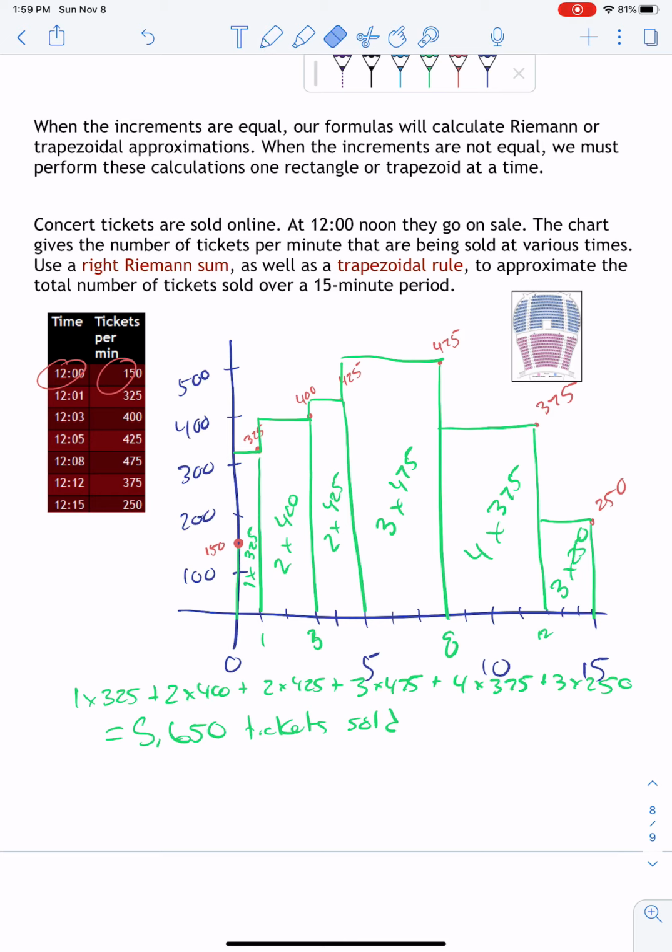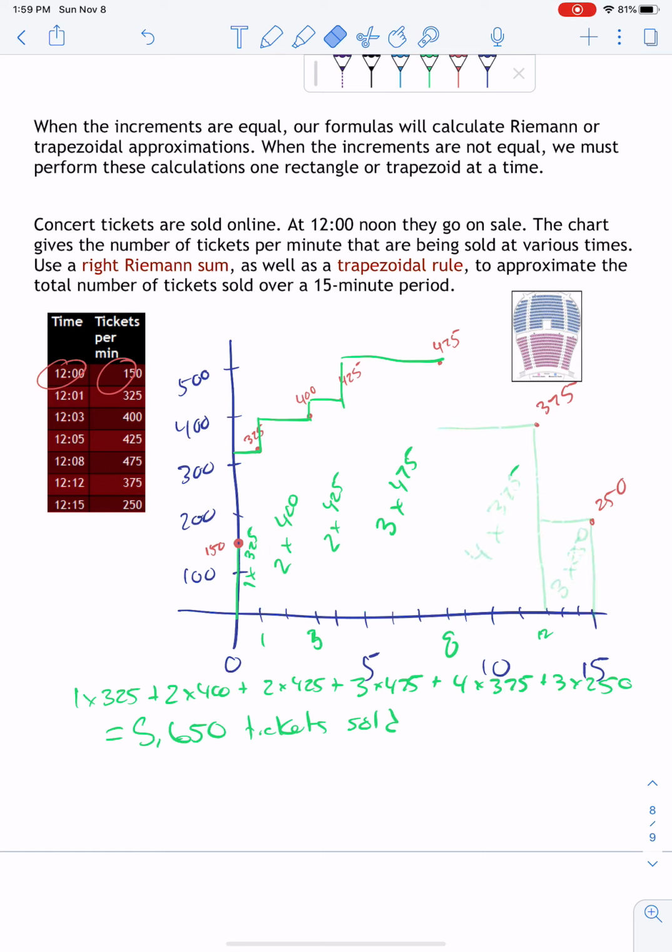Now, if I wanted to do the trapezoid, actually, let's erase all of this green. We'll try really hard not to erase something that we're going to want. Let's just get rid of this green stuff.